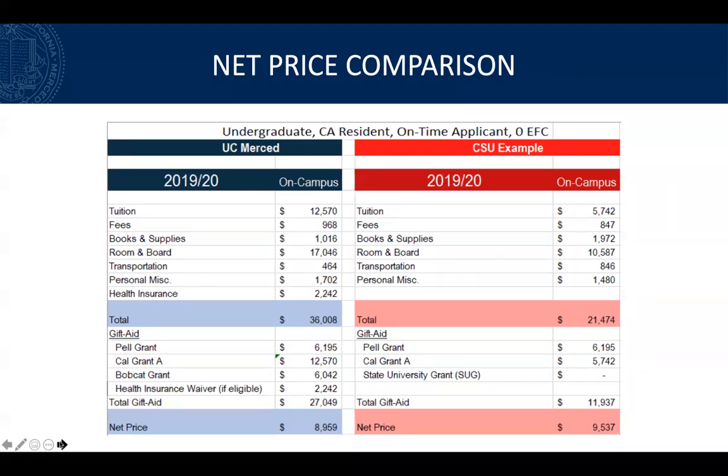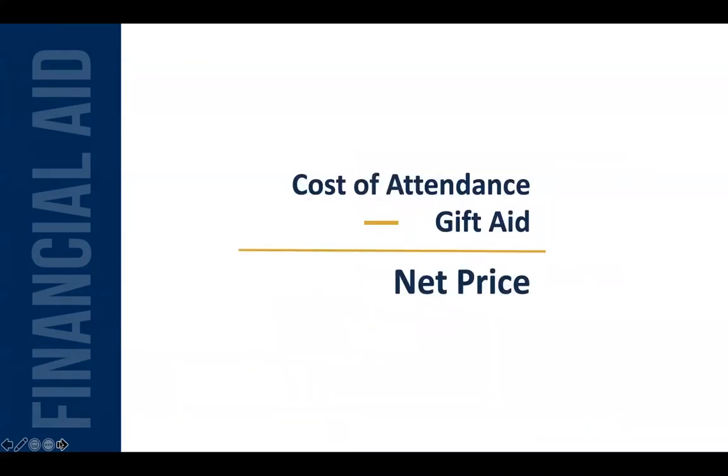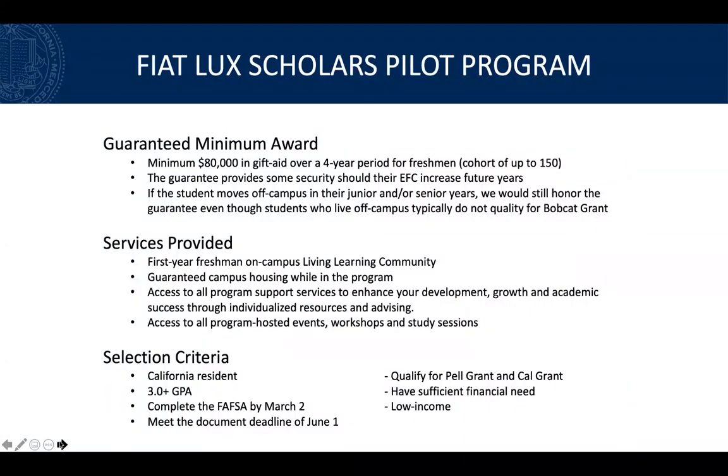There's other ways for you to receive money from our campus. Next slide, please. If you are a student who is a high achiever and has some good grades, it is possible for you to receive a grant from our campus of up to $7,000 because you're academically strong. But we have another one. We have a guaranteed minimum award for the FIAT Scholar Pilot Program. These are for first-generation freshmen living on campus.